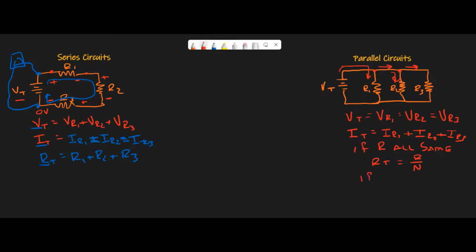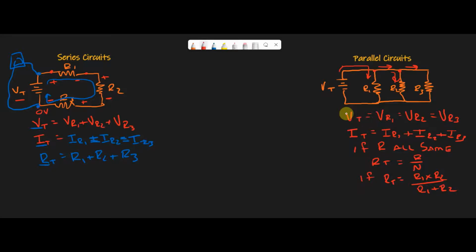Now, if we only have 2 resistors, then our total resistance is equal to R1 times R2 divided by R1 plus R2. So that's not too bad of an equation.